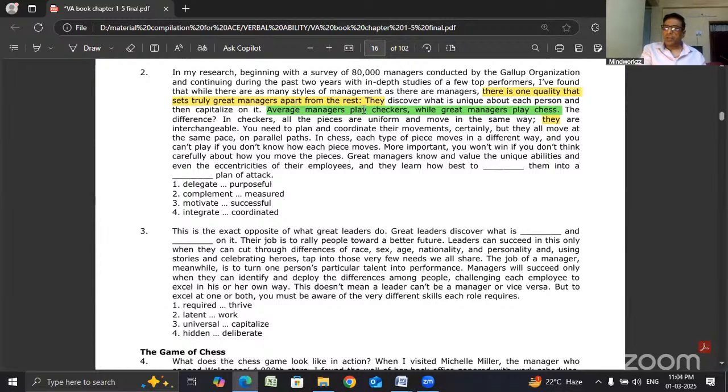So average managers play checkers while great managers play chess. So did you get the power of pronouns? Tell me, did you get the power of pronouns? Did you understand how powerful pronouns can be and how you can tactically use them to get the reply if you practice?